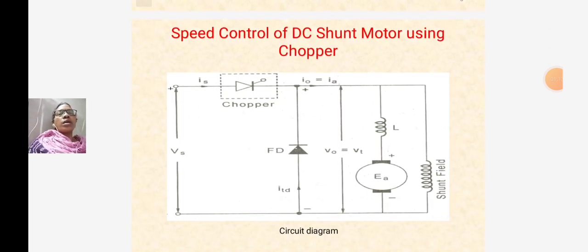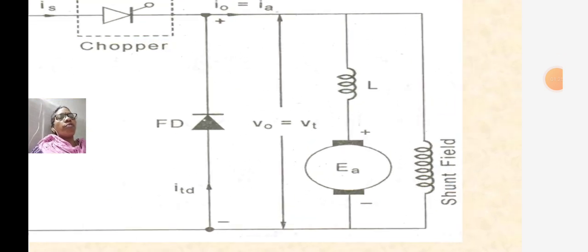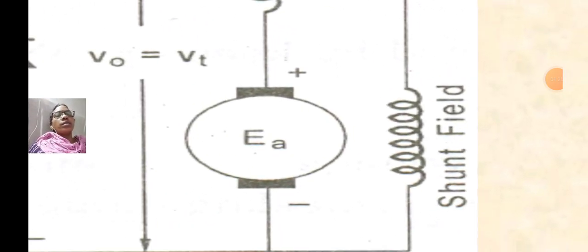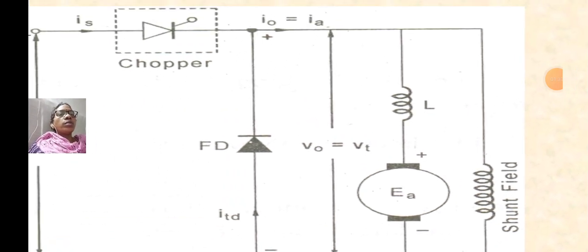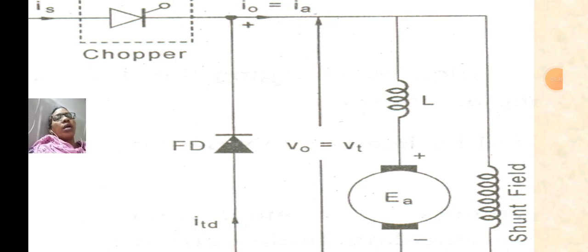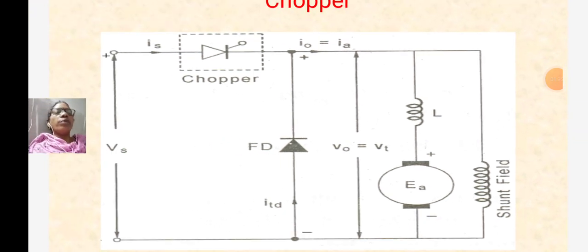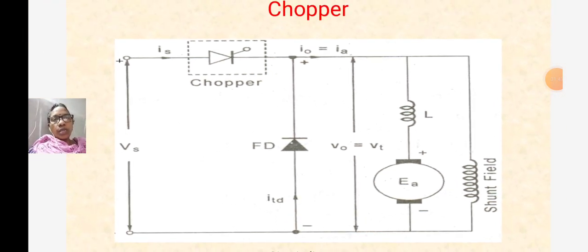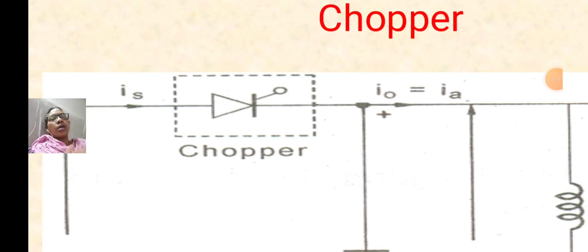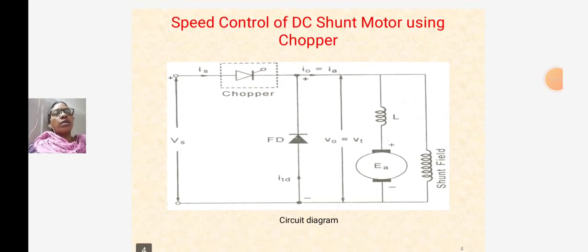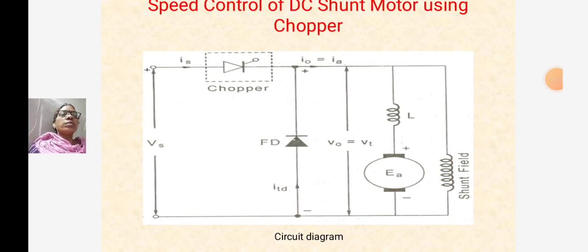So this is the speed control of DC shunt motor using chopper. Here in this diagram we have the motor with the shunt field connection, and the inductance is connected in series with the motor. We also connected the freewheeling diode in parallel to the motor, and the chopper in series with the motor. Here we have the supply voltage Vs, the supply current Is, and the output current I naught, that is almost equal to Ia.